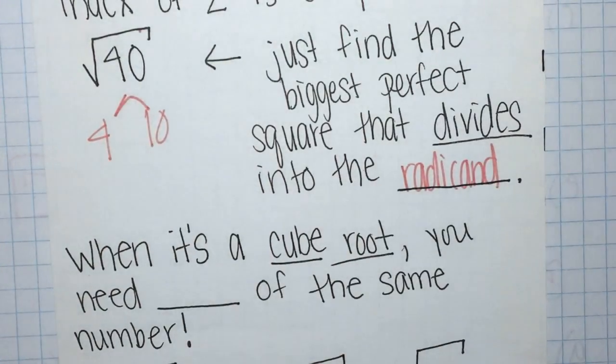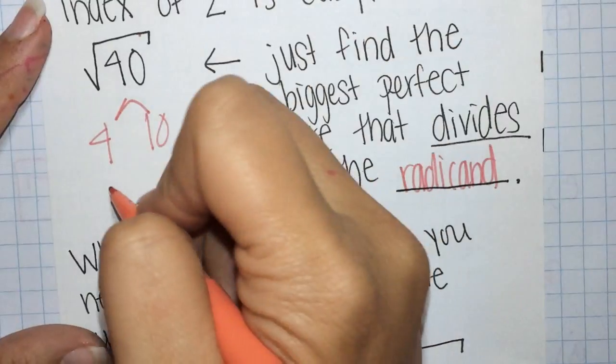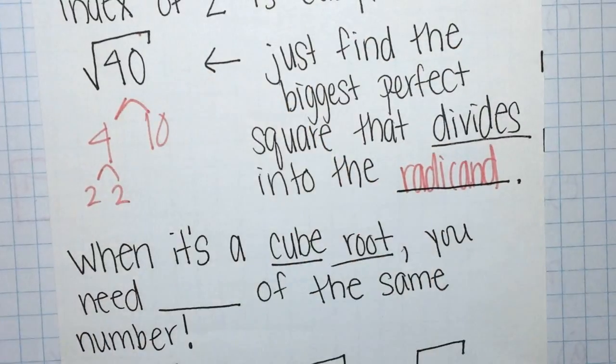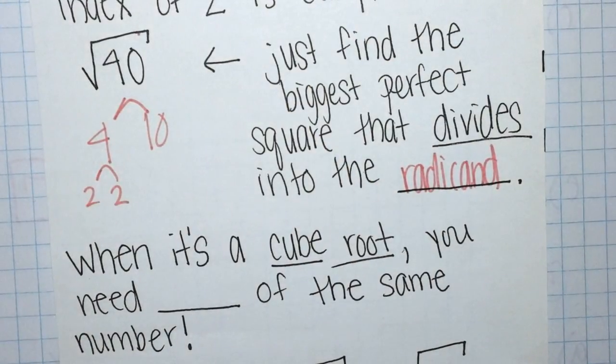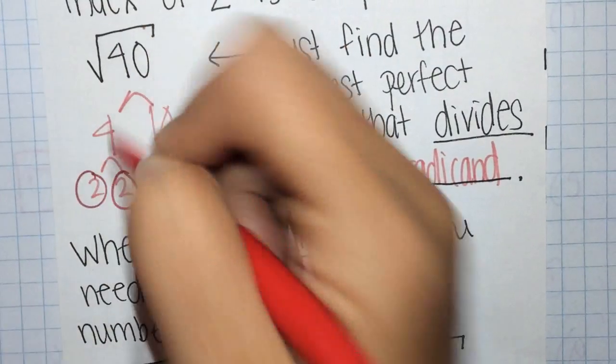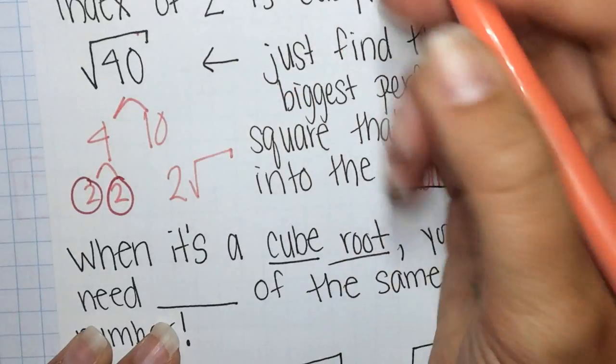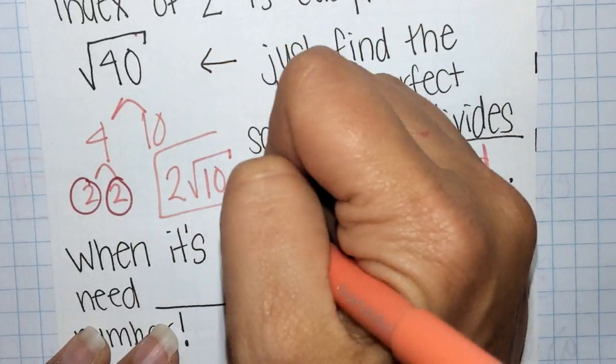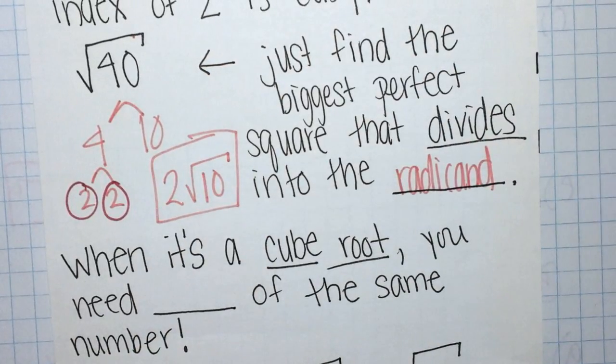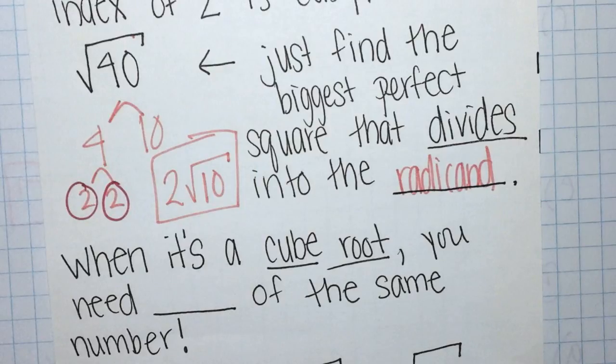Now remember, we need 2 of the same number. So what does 4 break down into? 2 and 2. Do we have 2 of the same number? So what goes outside? And what stays inside to read Harry Potter? 10. Good. Does everybody understand? We did that for 2 days now.